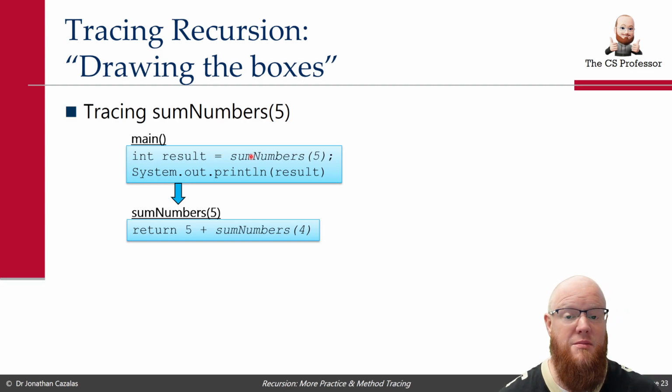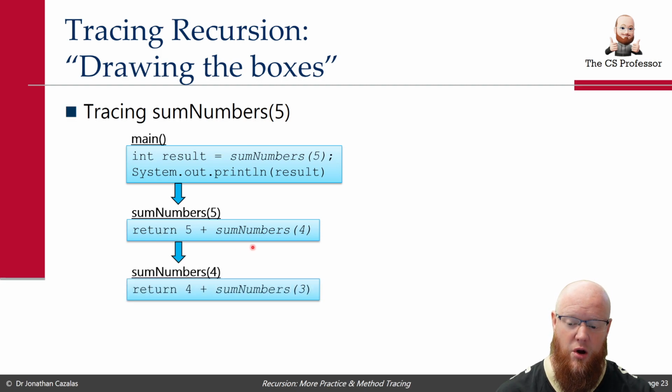And now we come to sum numbers of 5. So this here is the label of the method that just opened up, just like main was the label of the main method. So we've opened up this method, sum numbers of 5. Well, what is it going to do? It's going to return 5 plus the sum numbers of 4. So sum numbers of 4 is now called, and it opens up. And now we have 3 methods open on this stack of methods, and they're all waiting on the answer. Sum numbers of 4 is going to return 4 plus sum numbers of 3.